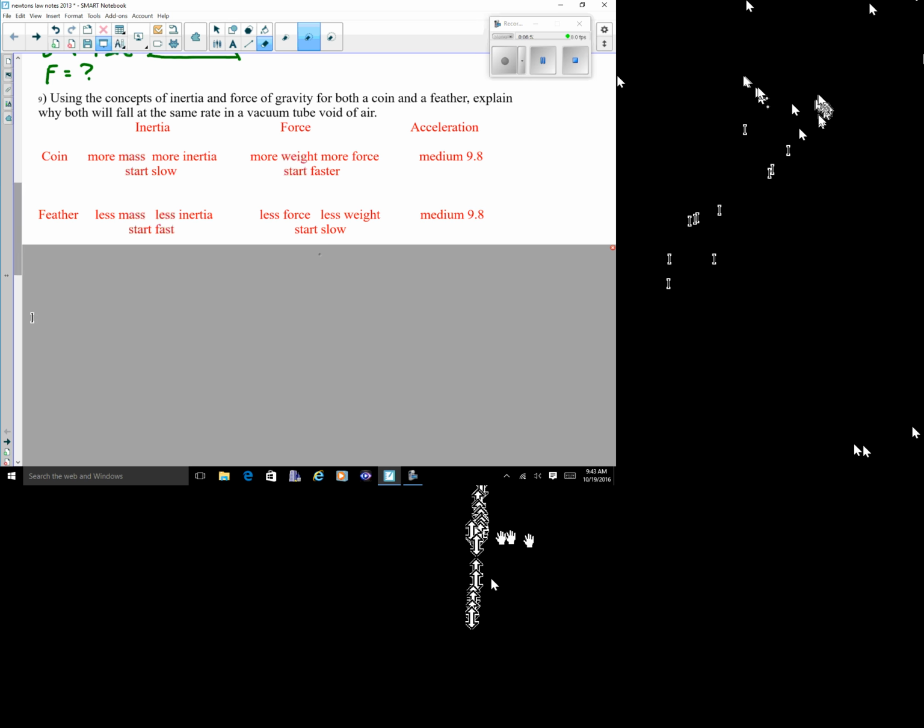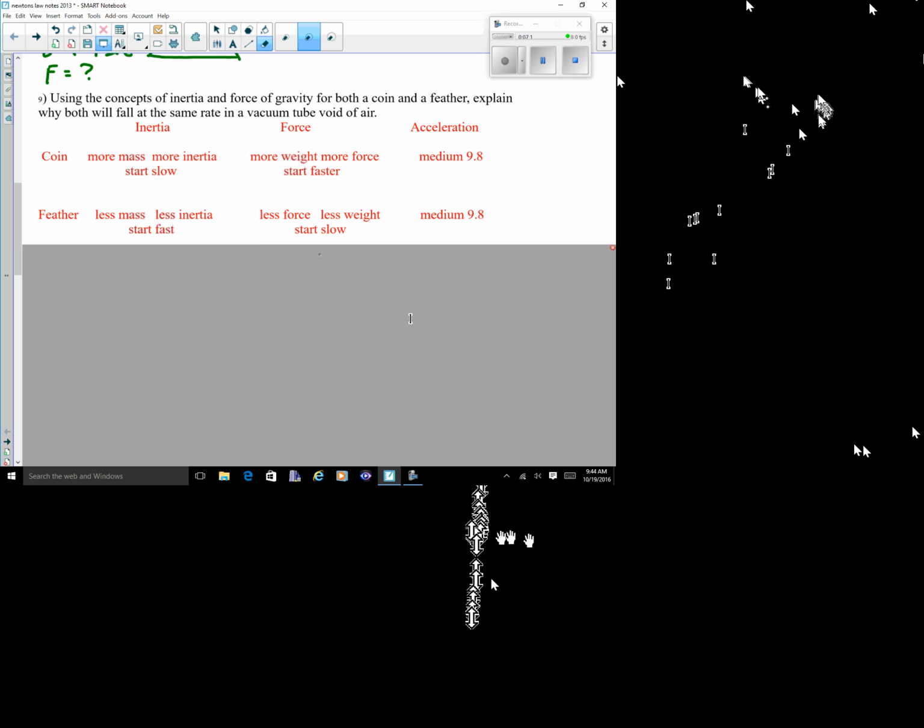But look what force does. The coin also weighs more, so with more weight, you have more force on it. Well, that makes it want to start off faster. But the feather has less force. So if you have less force, that means you have less weight. And so that means you want to start slower. Well, think about it. Look at this.